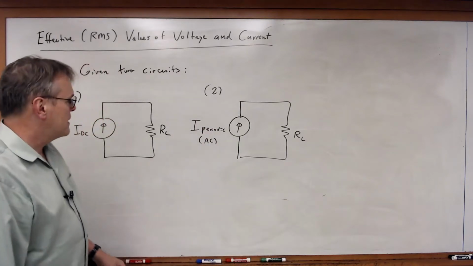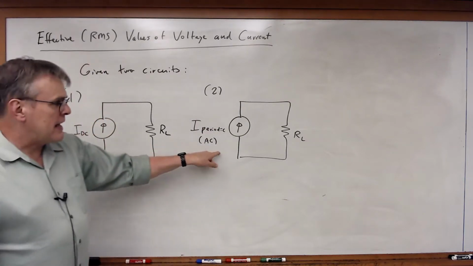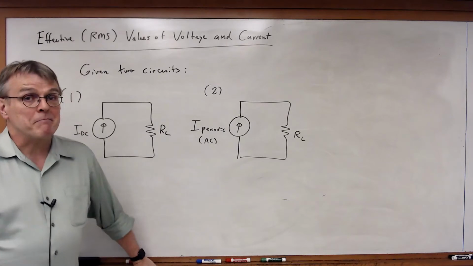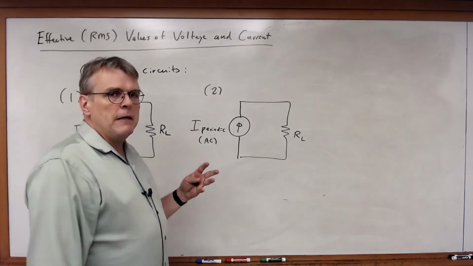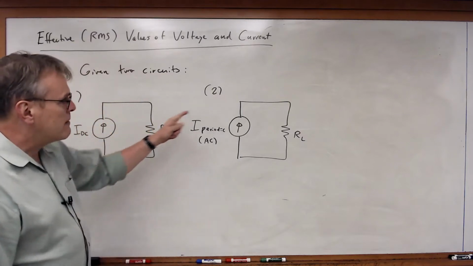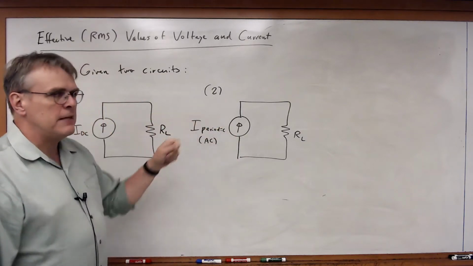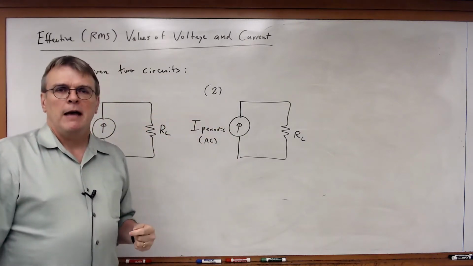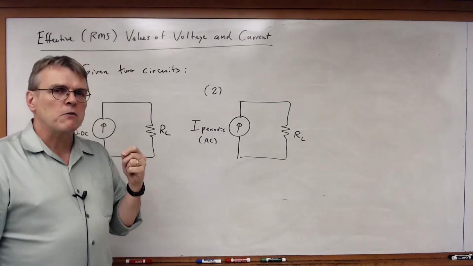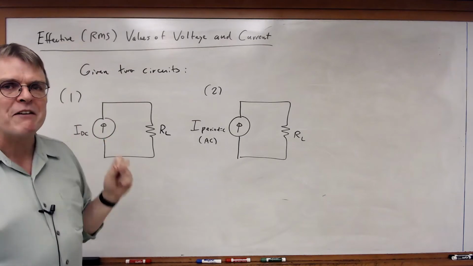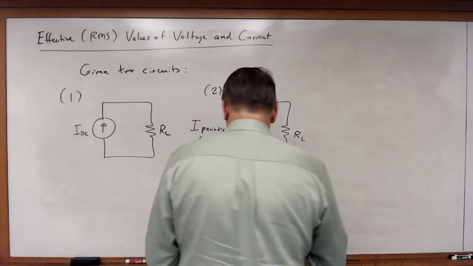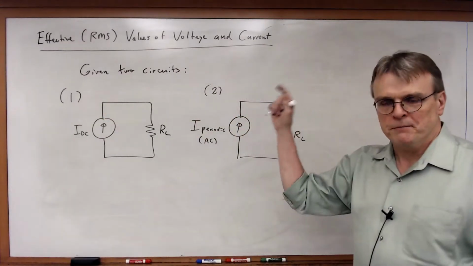The problem was DC and AC signals cannot be easily compared, as we've already seen. So people needed a way of directly comparing AC and DC with a single number. And that idea of taking a single number to compare those terms is what led to what we call the effective or RMS values. So here's the question we want to answer.